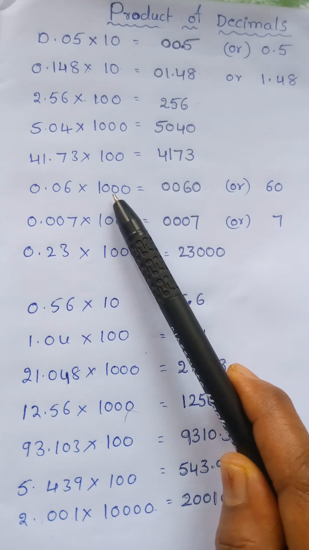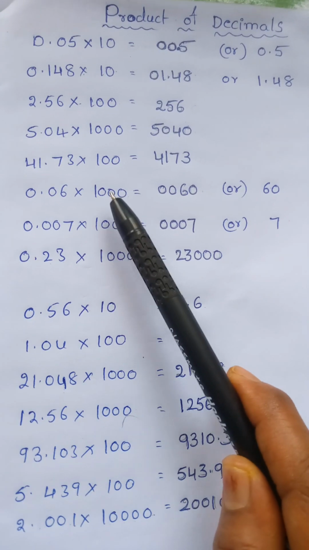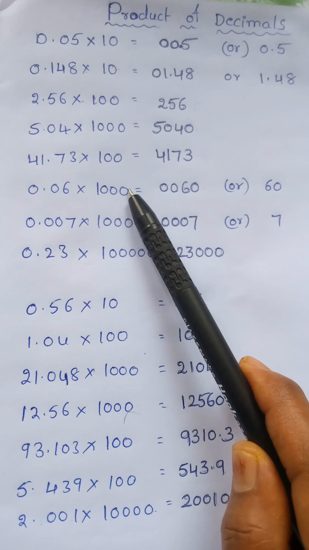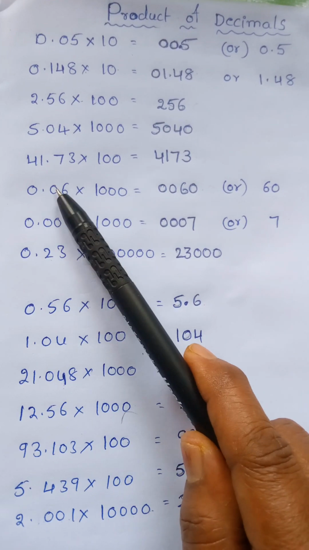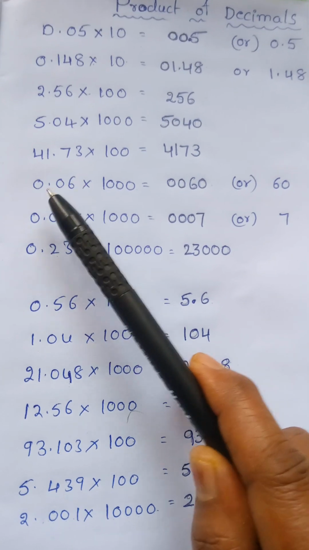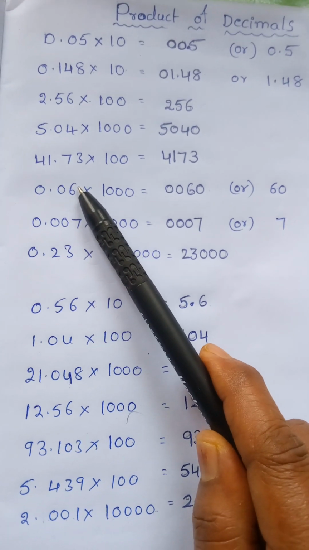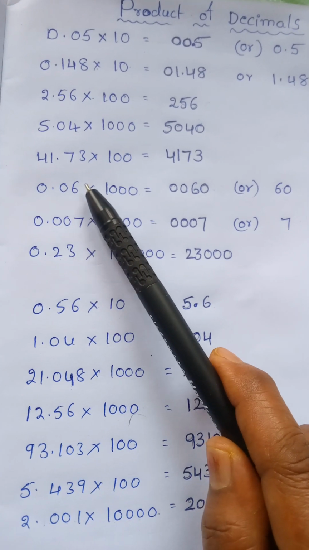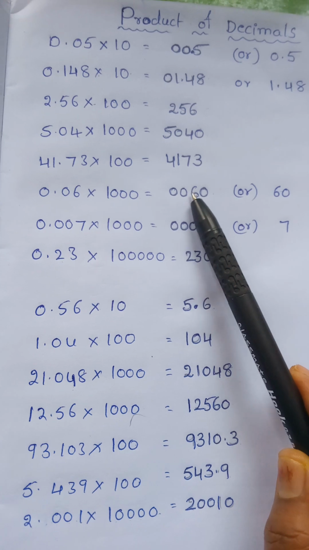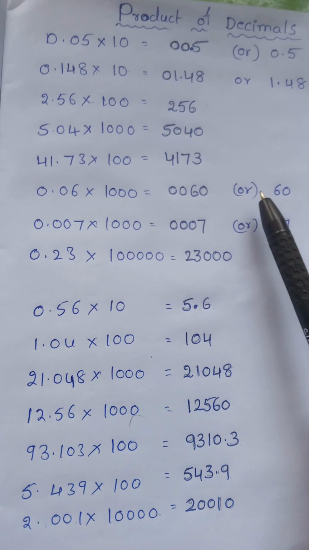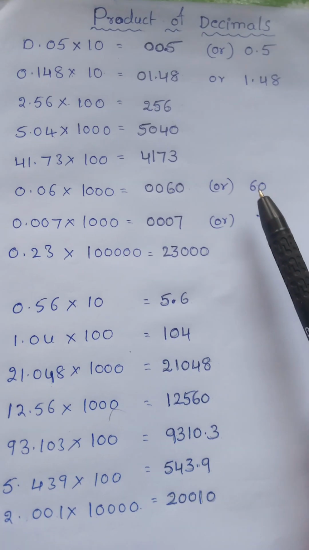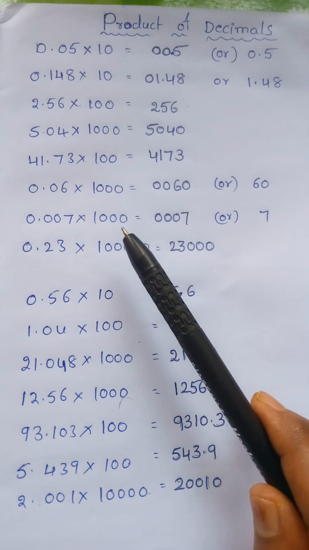Next, 0.06 into 1000. Here 3 zeros are there. Multiply with 1000, in the 1000, 3 zeros. Here the decimal point has a 0 before it. Then after 3 digits we keep the decimal point, but there are 2 digits only, so we keep another 0. Then 1, 2, 3. The point in the question is here, and in the answer after 1, 2, 3 the point is here. We can write it as 60. 0, 0, 60 means 60. Left side zeros have no value.